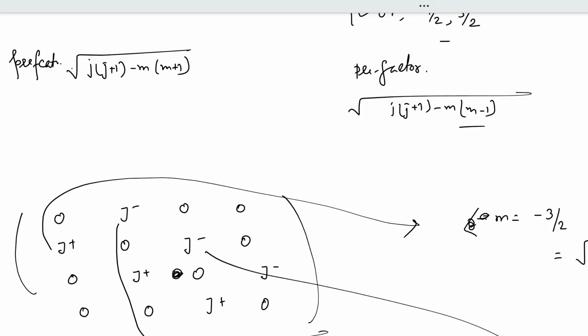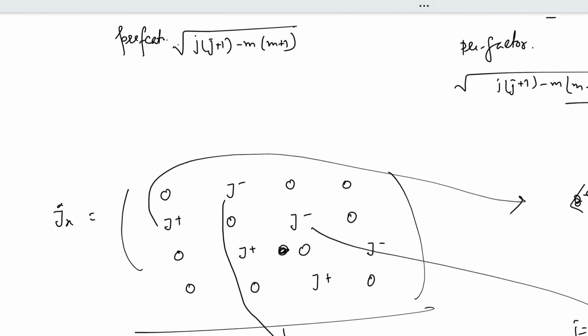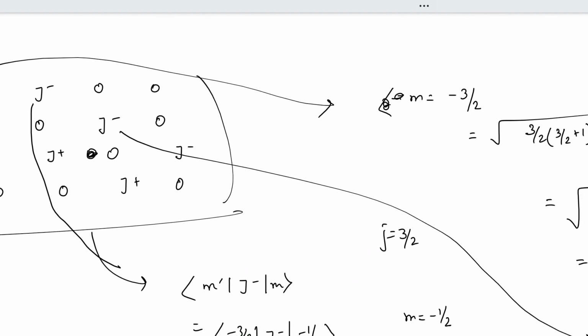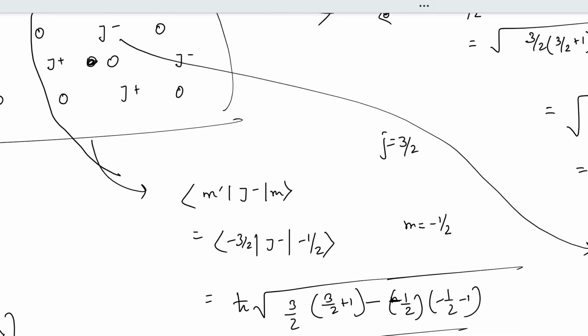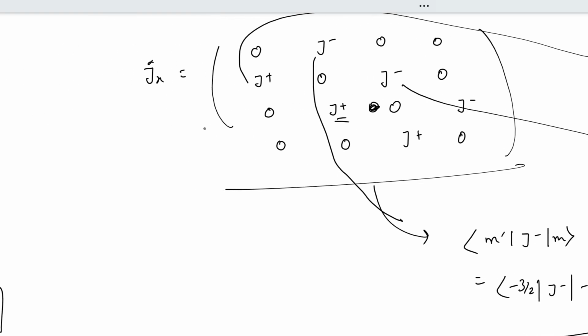Now this j minus has m equal to plus half, right? So the prefactor here for j minus is root over of j into j plus 1 minus m into m minus 1, with m equal to plus half, which is root over of 15 by 4 minus half into minus half, minus and minus making it plus 1 by 4. So this is root over of 16 by 4, which is root over of 4, which is 2. Okay. And now similarly this j plus has m as minus half.